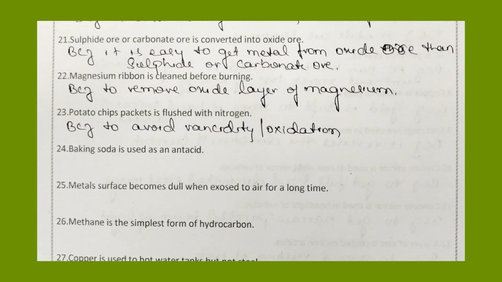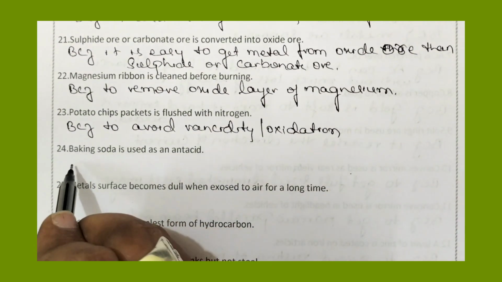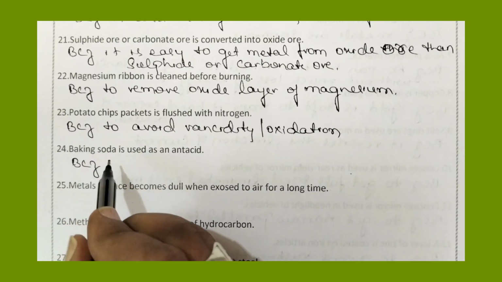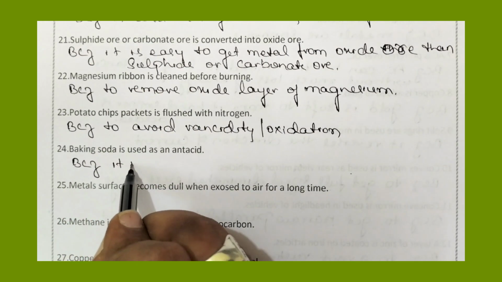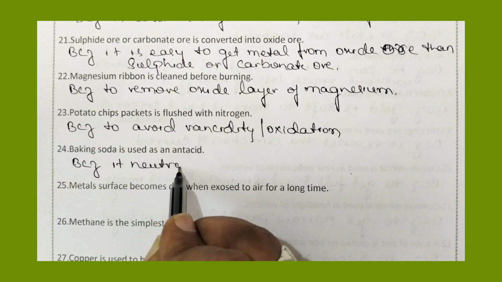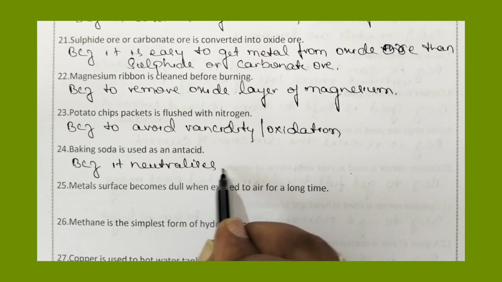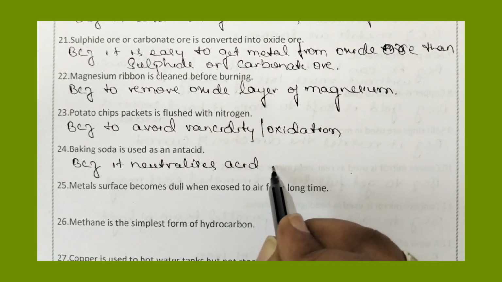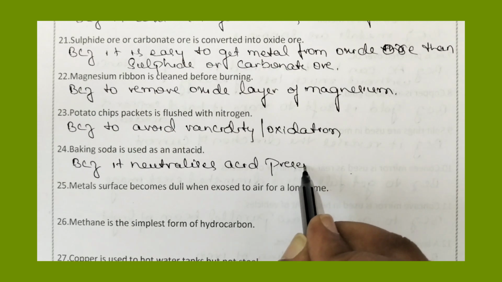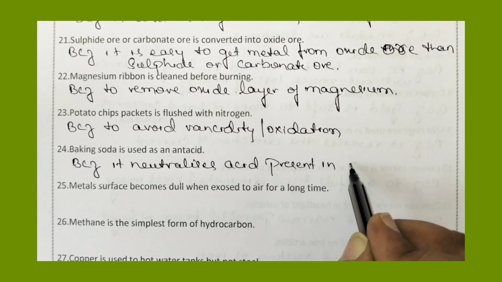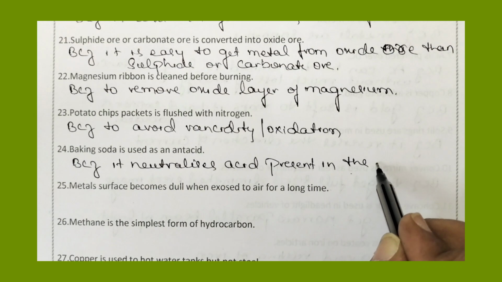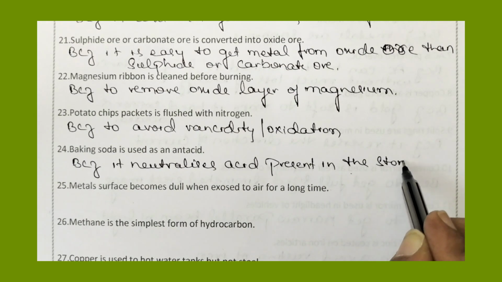Next, baking soda is used as an antacid because it neutralizes acid present in the stomach, that is, excess acid present in the stomach.